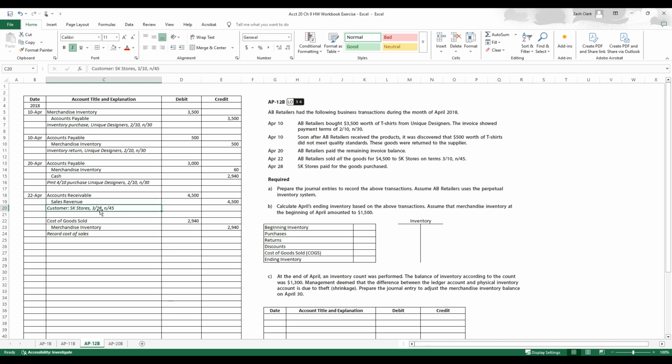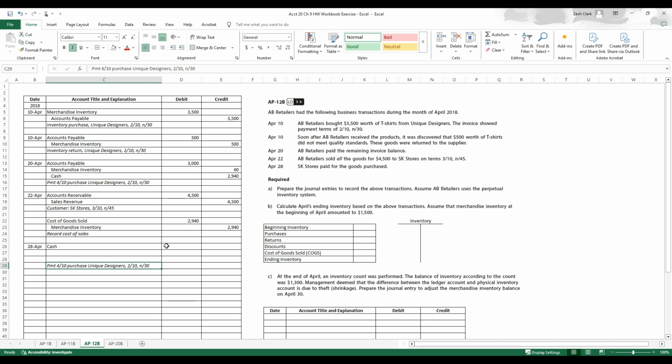And if they pay us within 10 days, we're going to give them a 3% discount. And so then, lo and behold, they paid us on the 28th, so that is within the discount period. I'm going to copy this entry in, bring it down, and say 4/28. We got cash. Now these are going to be a little different here. I'm just going to delete all this out.